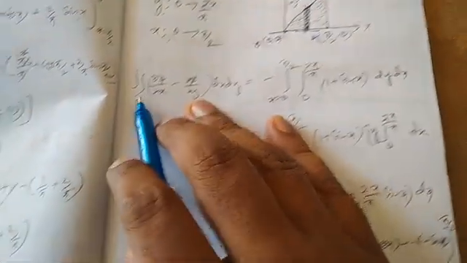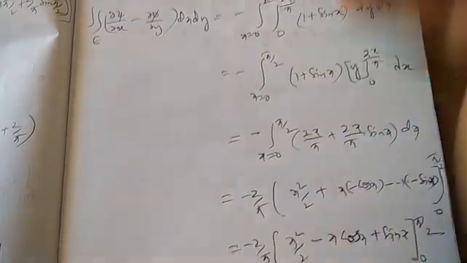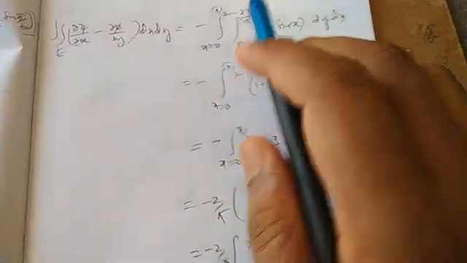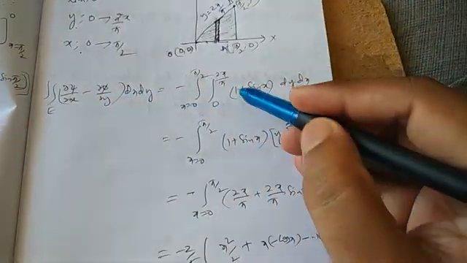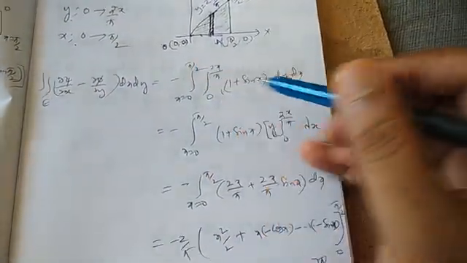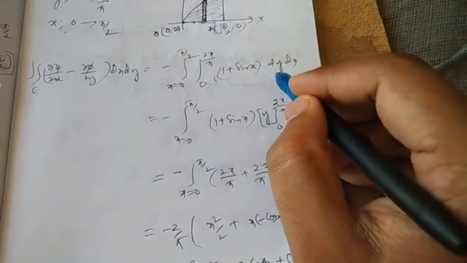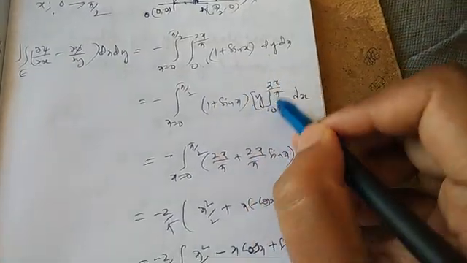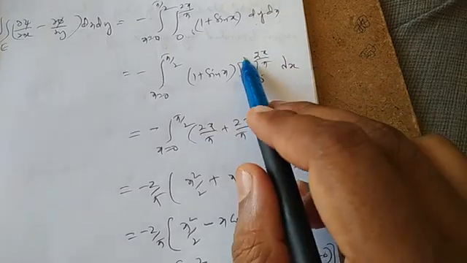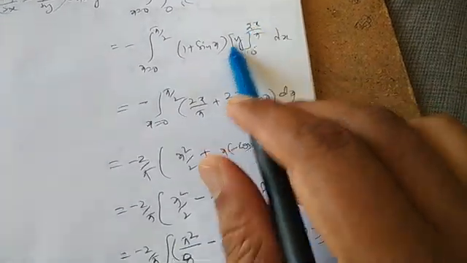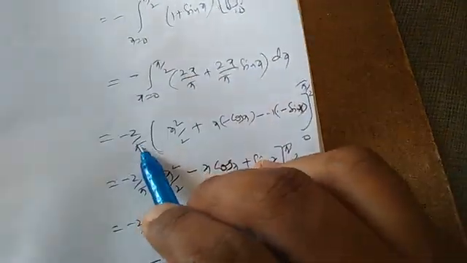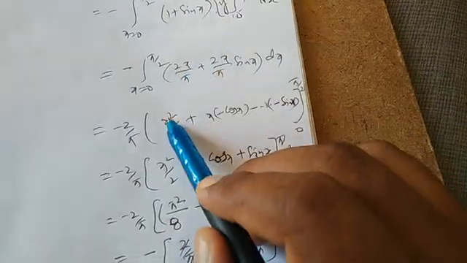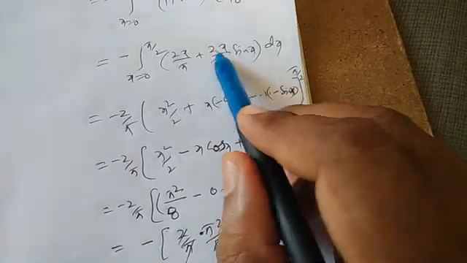Now apply the limits here. I take minus common. By the y limits and x limits, 0 to 2x by pi and 0 to pi by 2, first integrate with respect to y from 0 to 2x by pi. Upper limit minus lower limit gives 2x by pi. Now this is multiplied by 2x by pi and sin x. Take 2 by pi common. Now the integration of x is x square by 2, and then x sin x.